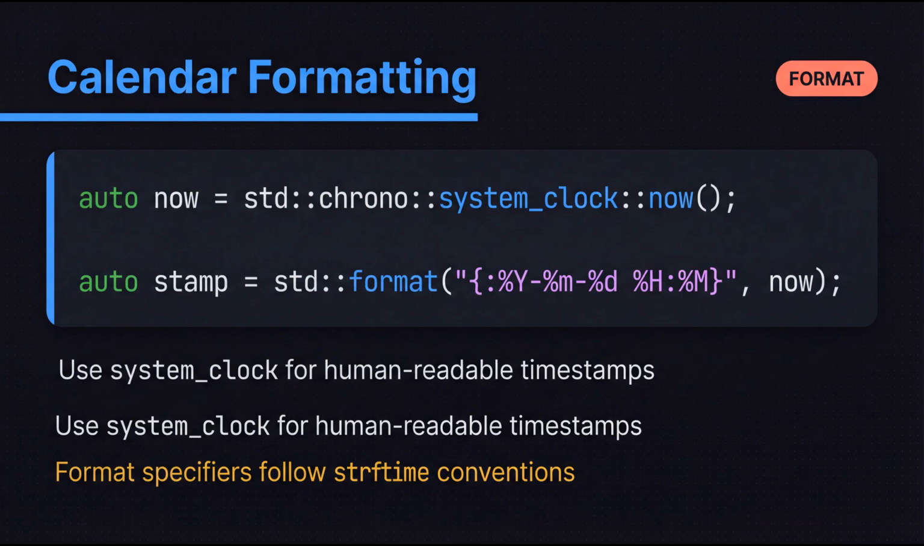This produces output like 2026-04-23 14:30. Use system clock for any timestamp meant for people: log entries, file names, user-facing displays. Steady clock can't be formatted this way because it has no relationship to calendar time.